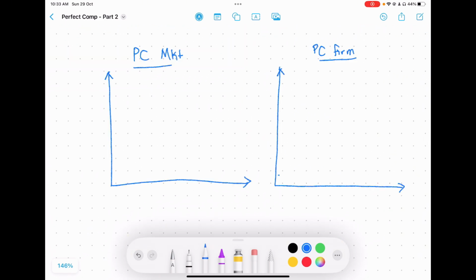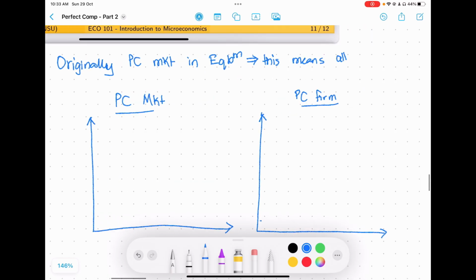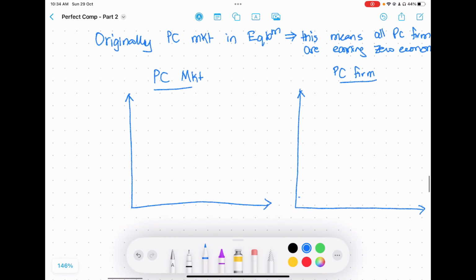Originally, let's say the market is in equilibrium. This means that all perfectly competitive firms are earning zero economic profit. That is, profit is equal to zero. So I need to first draw that. So first, let's get our upward sloping supply curve. Then let's get our downward sloping demand curve, D1. Let's call the other one S1.